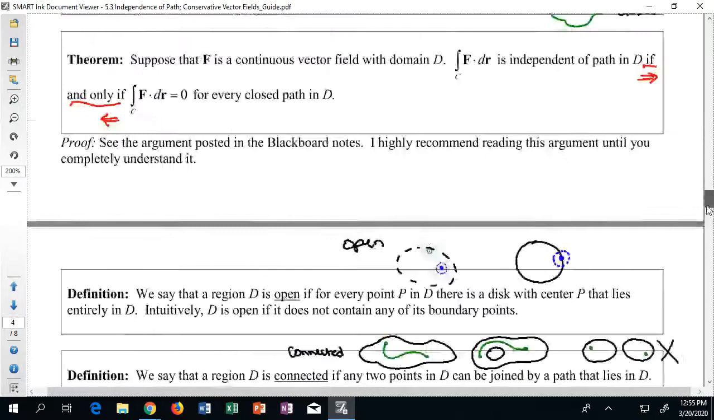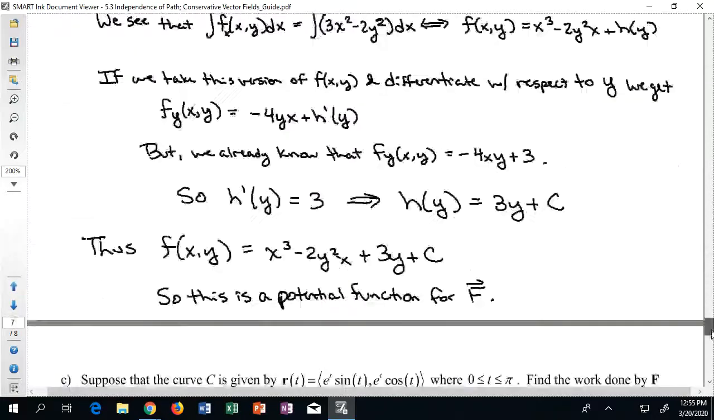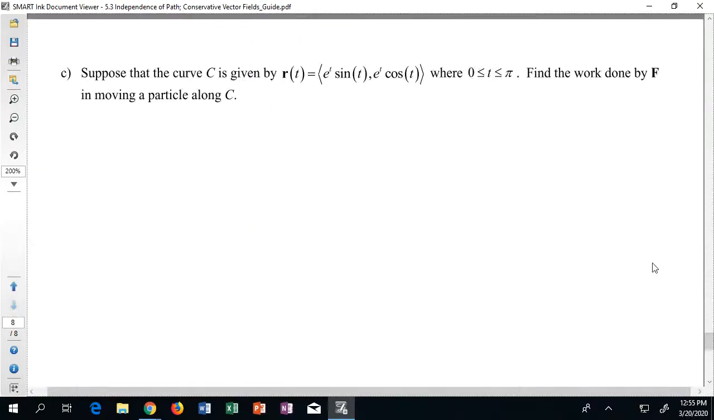If I go all the way back down to this last part here, part C, suppose then that I was given a curve like this. R of t is given by this crazy equation, where t goes from 0 to pi. And I want to find the work done by f moving the particle along the curve C.